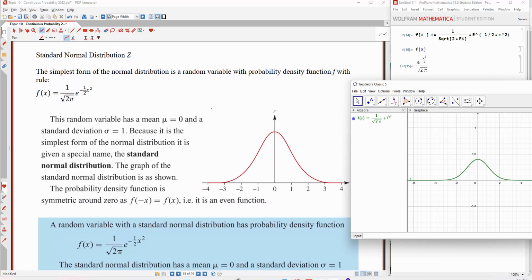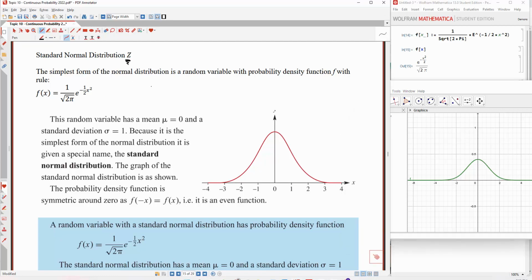Okay, so let's start with what we call the standard normal distribution, and we use the letter Z to denote the standard normal. So the simplest form of the normal distribution is a random variable with probability density function f with this rule here. Okay, what are its characteristics? It has a mean of 0 and a standard deviation of 1.